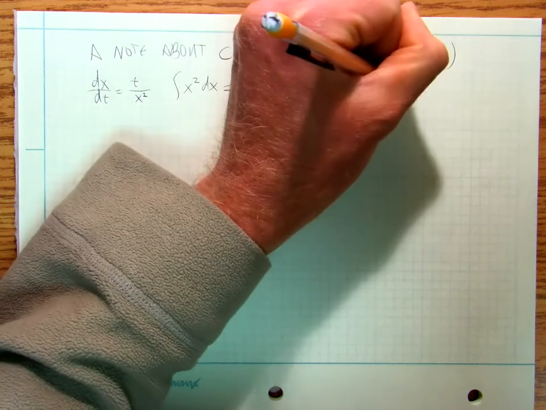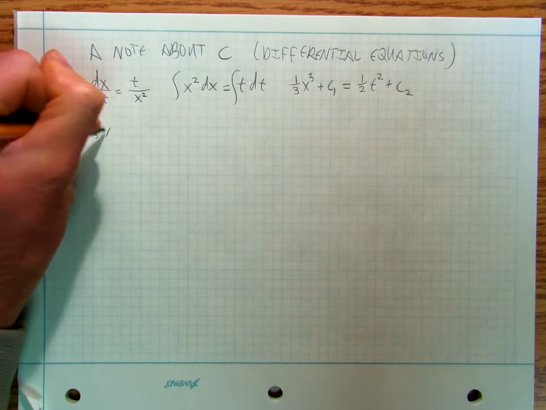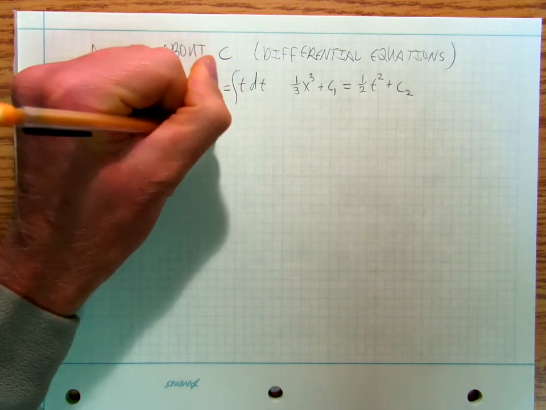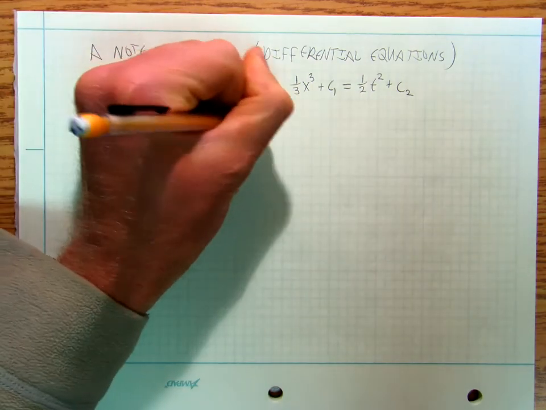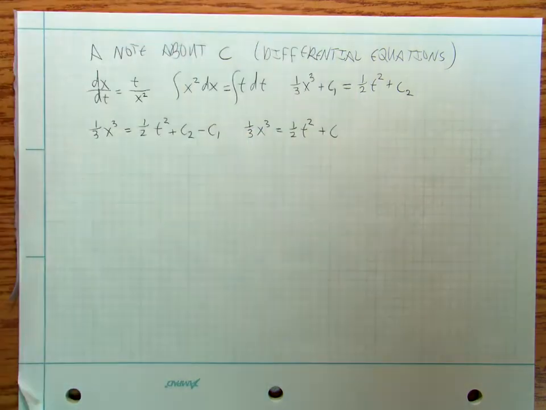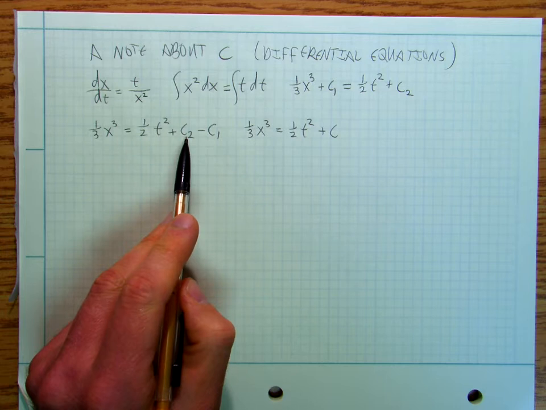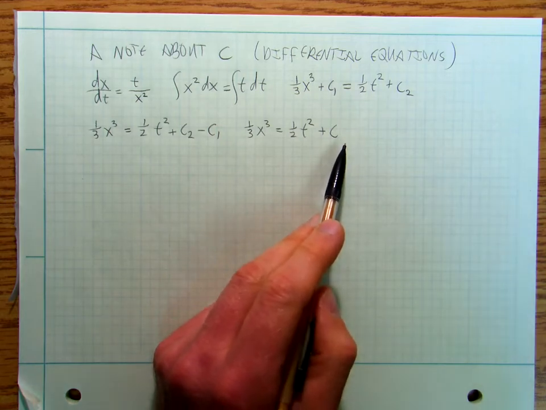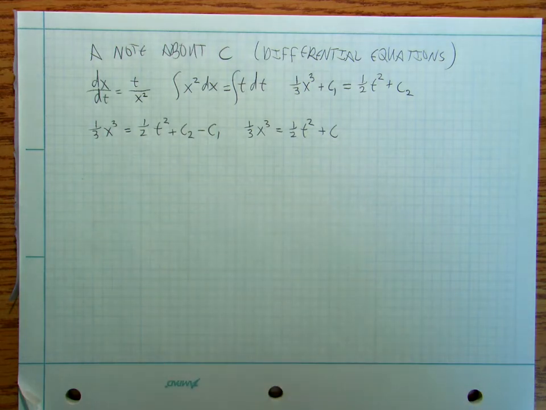Okay, and we've got two c's, c1 and c2, so I'm going to write 1/3 x cubed equals 1/2 t squared plus c2 minus c1, and I'm just going to rewrite that as 1/3 x cubed equals 1/2 t squared plus c. Well, because as I said in my previous video, c2 is an unknown constant, c1 is an unknown constant, so if I subtract them, I'm left with an unknown constant. I don't need two unknown constants, I can just have one unknown constant.